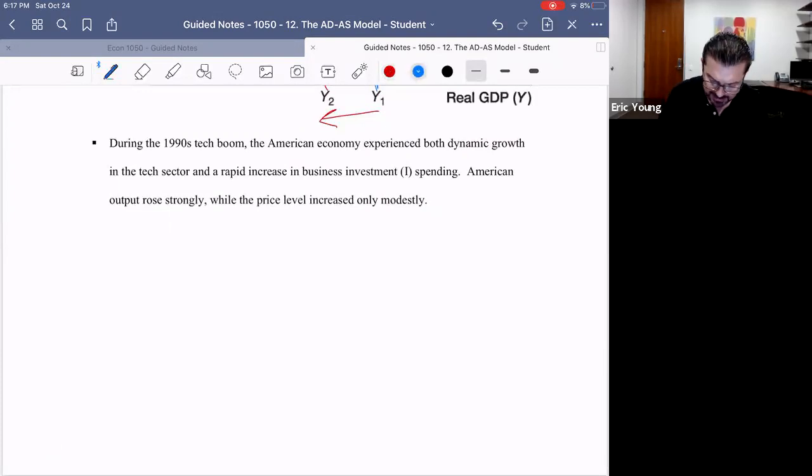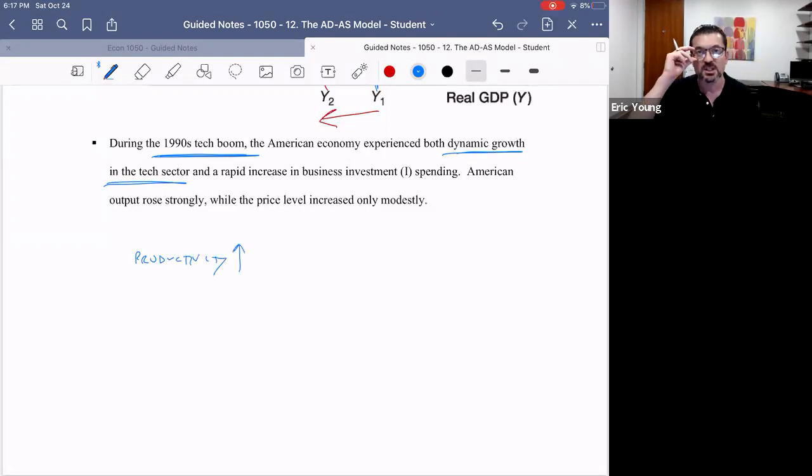During the 1990s, America, and this was really at the very beginning of the upward swing of the tech sector and of all these different platforms that have become commonplace today, they really kicked in during the 1990s tech boom. The American economy saw two distinct things happening simultaneously. Number one, there was dynamic growth in the tech sector. And tied to that dynamic growth, we saw lots of gains in productivity.